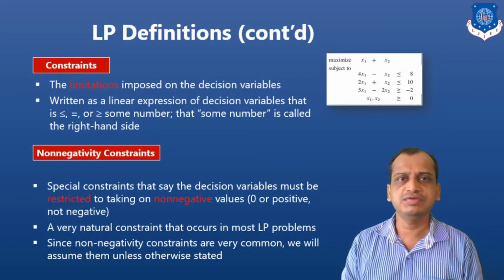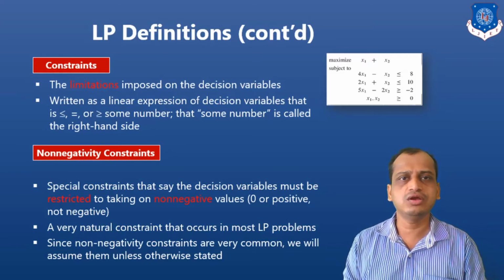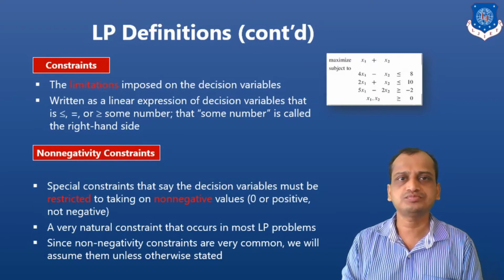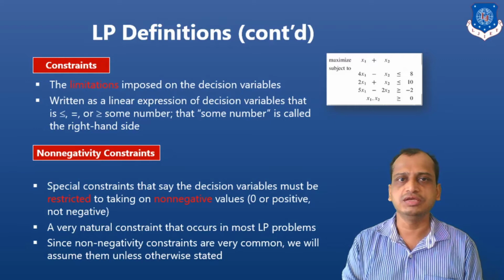What about non-negativity constraints? Non-negativity in the sense they cannot go negative. They always follow positive or zero, right? The answer, and definitely the decision variables as well, are positive or zero only.